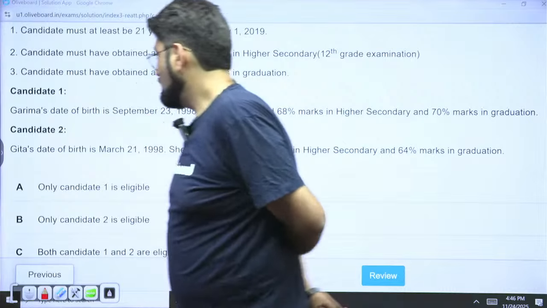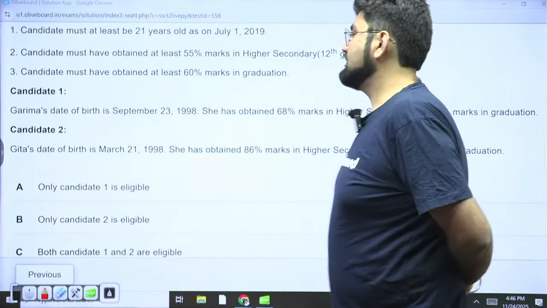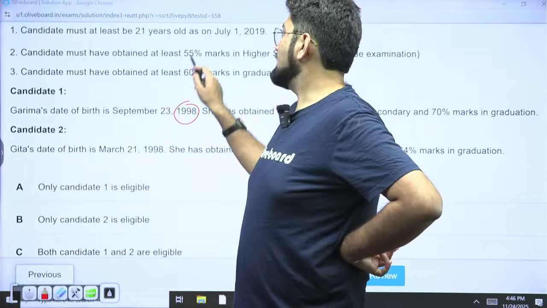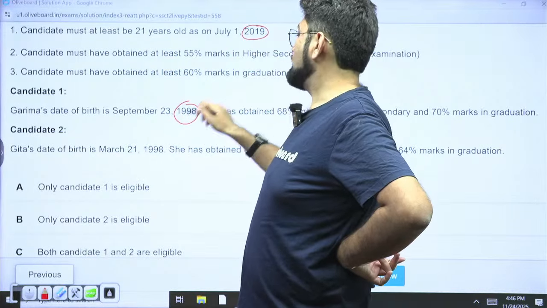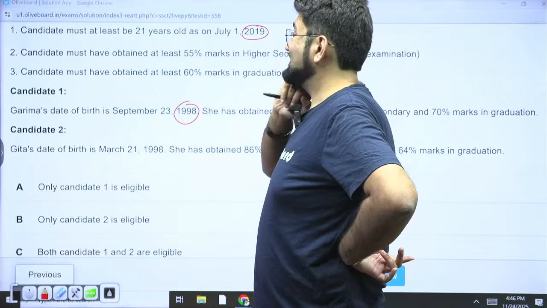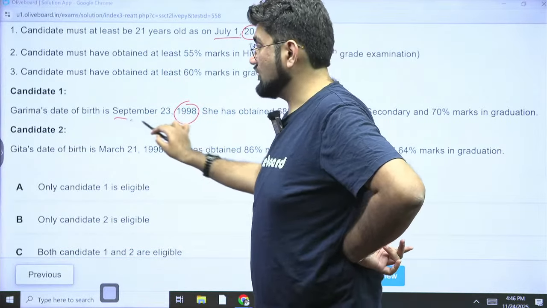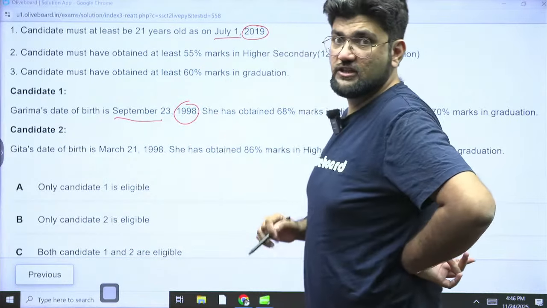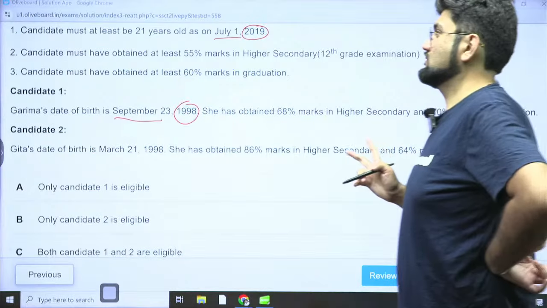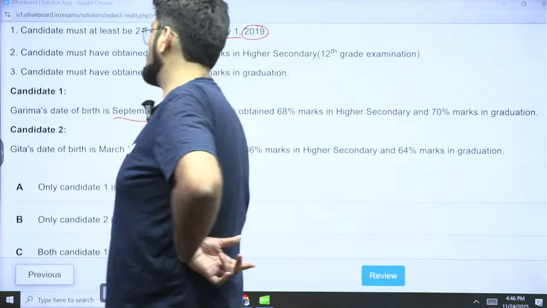Garima's date of birth is September 23, 1998. To check for the year, 1998 and 2019, it's exactly 21 years. But look at the months. She should be 21 by July. She will be 21 in the month of September. So she is not 21. She is falling short by 2 months. Correct? She is falling short by 2 months.